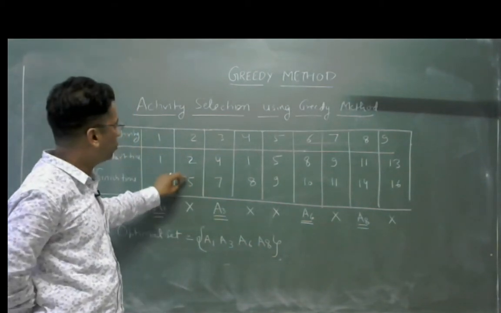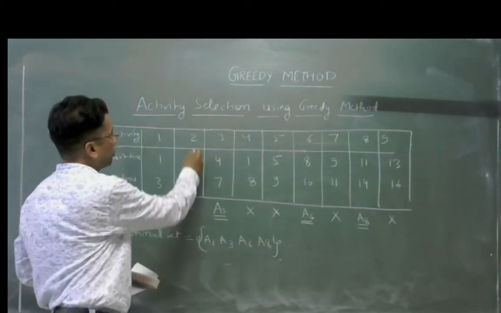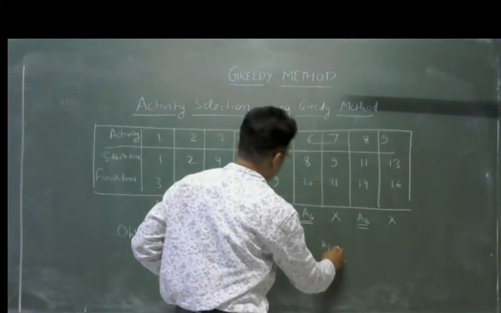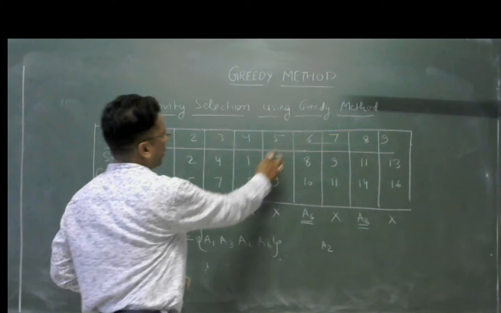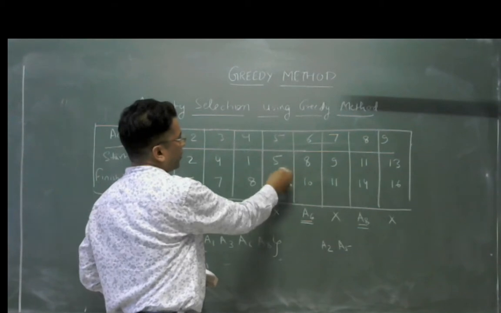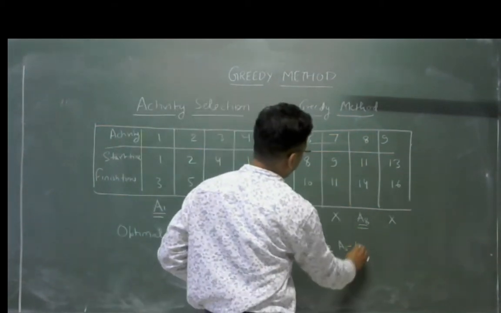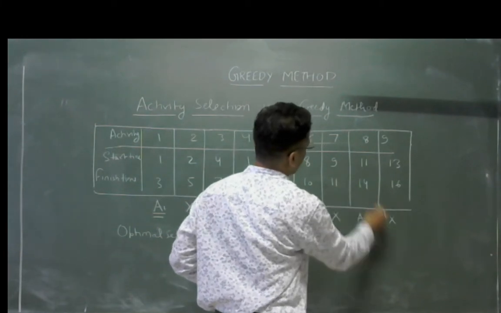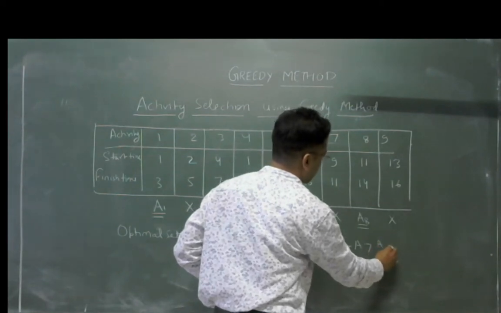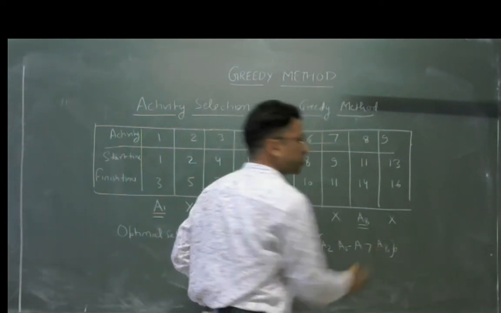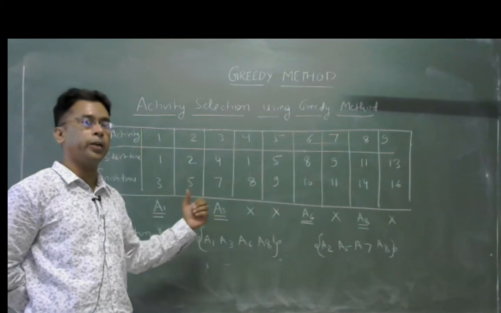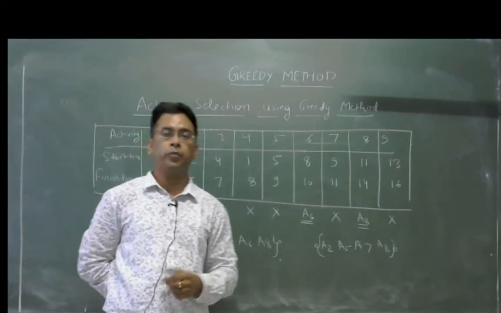For example, 2 to 5, if we opt for A2, then this ends at 5, and after that A5, because it starts after this 5, then A7, then A8. So this could be another optimal solution. But here the greedy approach will give you only one solution, whereas the dynamic approach will give you all possible solutions with the maximum number of activities in the set.